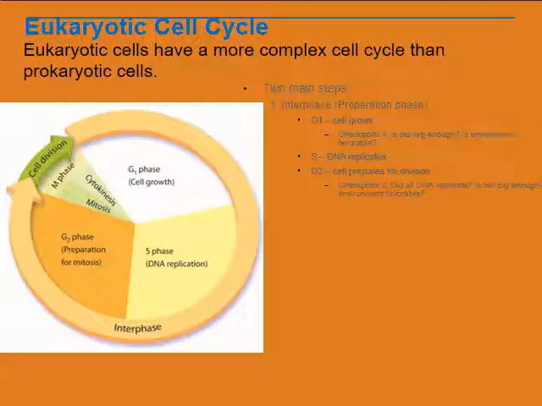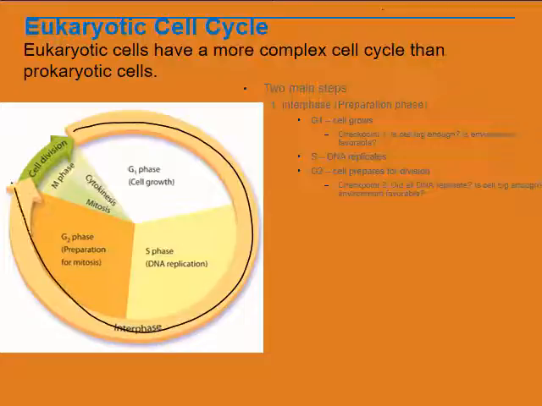So this brings us to the eukaryotic cell cycle. The eukaryotic cell cycle is much more complex than the prokaryotic cell cycle, as we just saw with binary fission. When you look at this diagram, the way I see it, it's like Pac-Man. The eukaryotic cell cycle is divided into two main parts. This is part one, and this is part two, cell division.